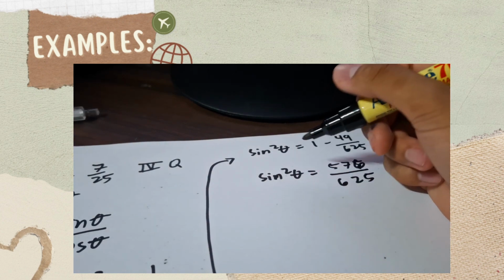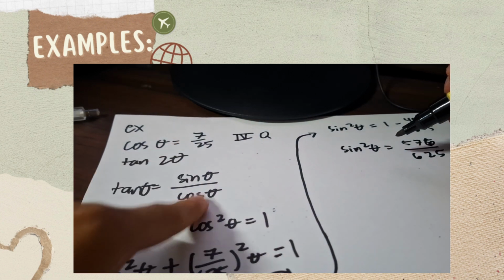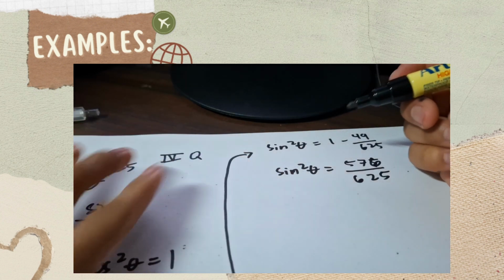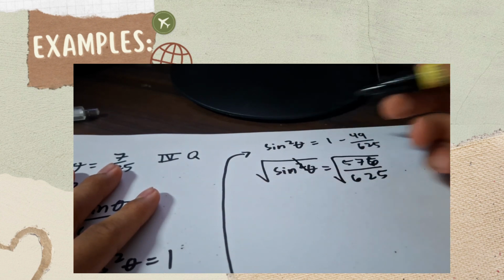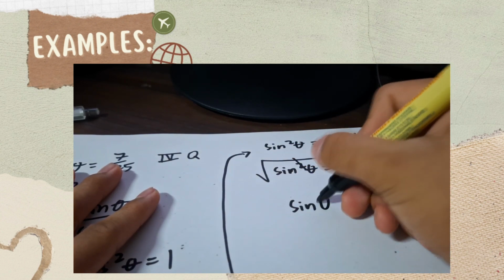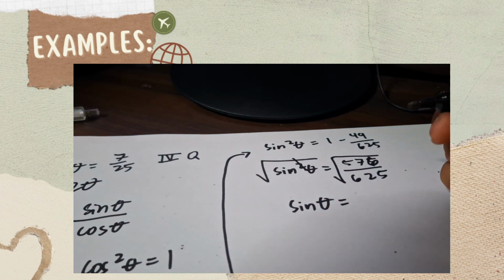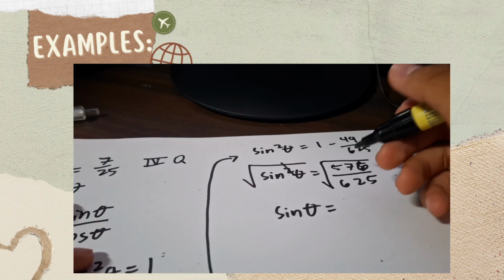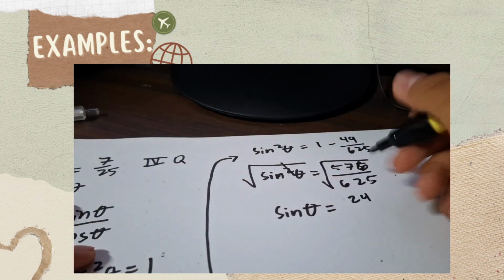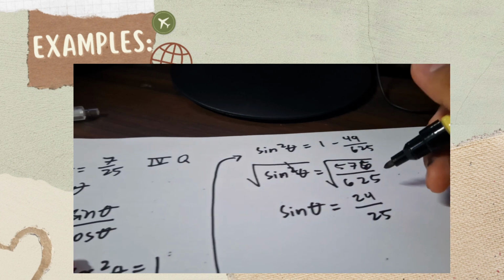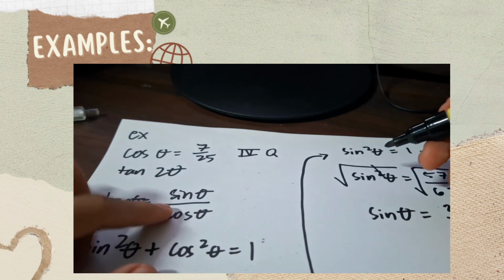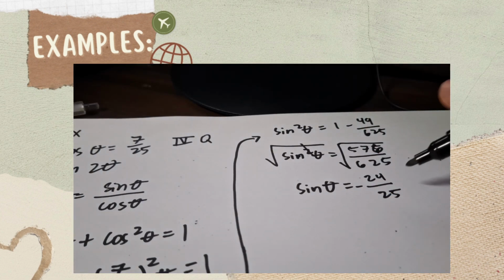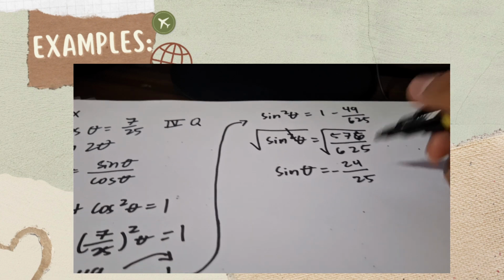Since this is squared, and as we see in this one, we need it to be just sine, so no square, we have to square root this. So let's square root both sides. To cancel this will be sine theta, and the square root of it will be 24 over 25. But since we know that cosine is in the fourth quadrant, since it is given, our sine needs to be negative. So it will be negative 24 over 25.